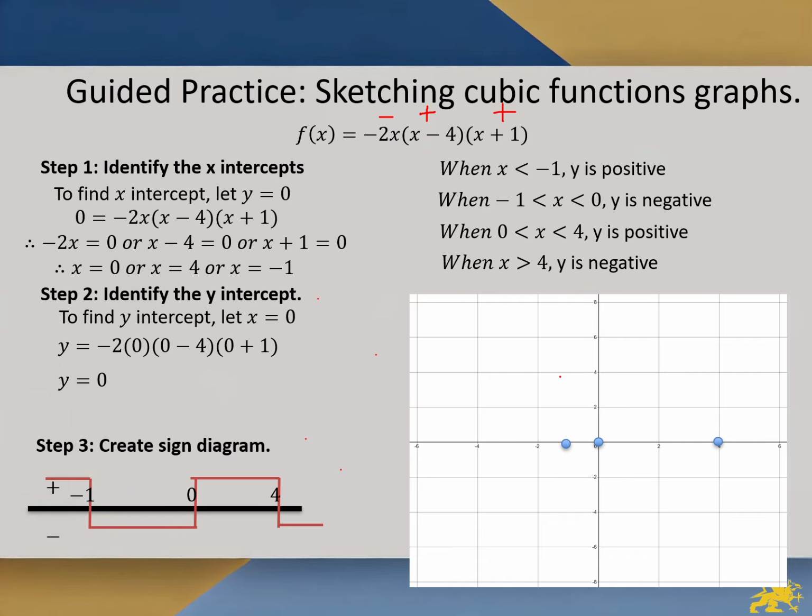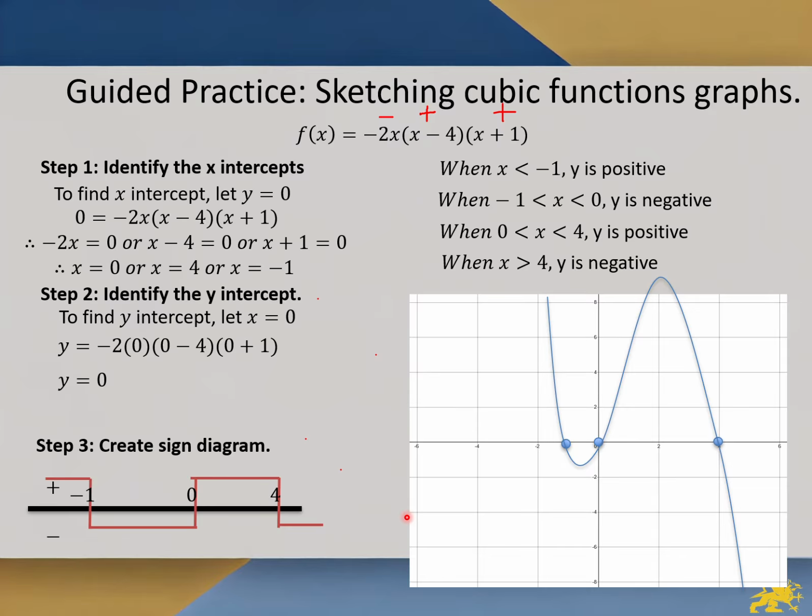Based on the behavior, I know it's going to start in the positive area. I will get my laser pointer. So it'll start in the positive area. As soon as it gets to my first intercept, it goes into the negative. As soon as it gets to the second intercept, it goes into the positive, and the third intercept, it goes into the negative. Just make sure we look at those 3 points and label them as a coordinate.